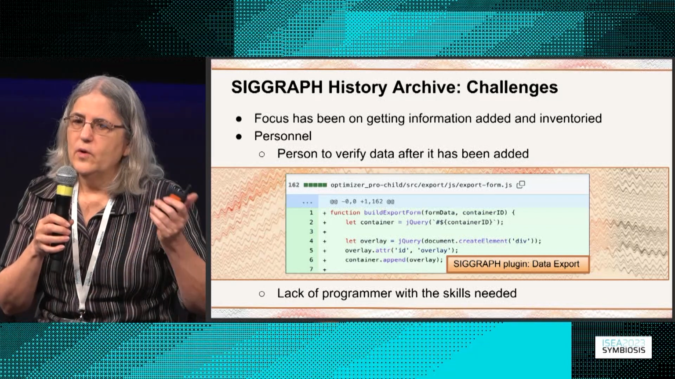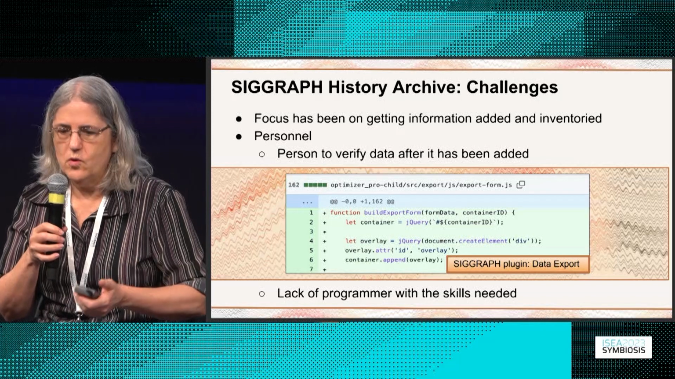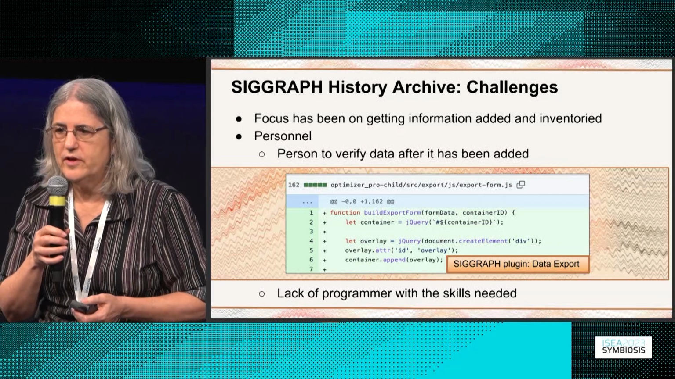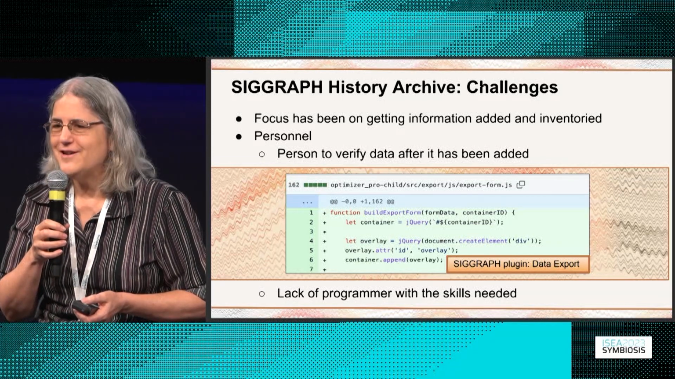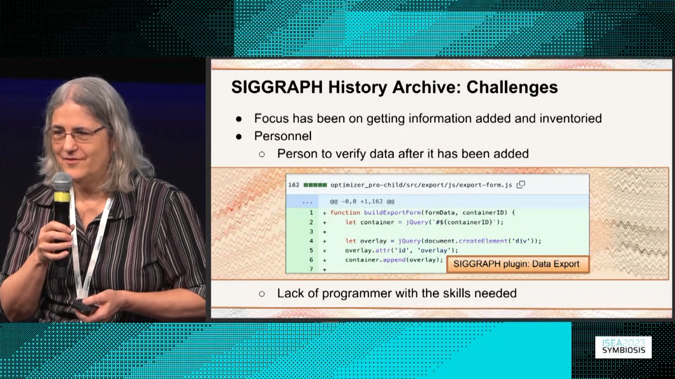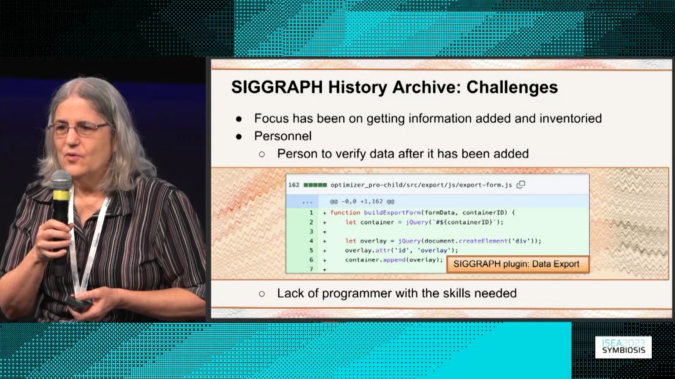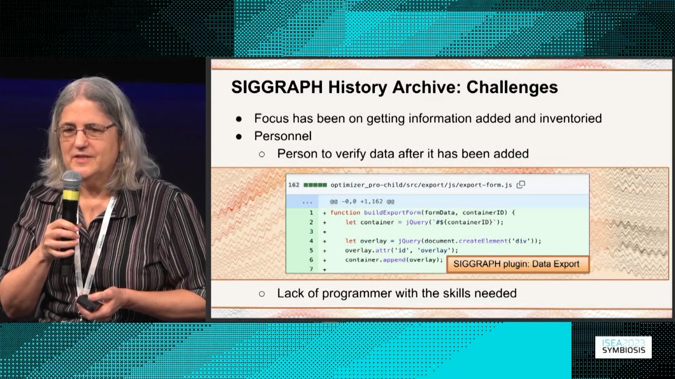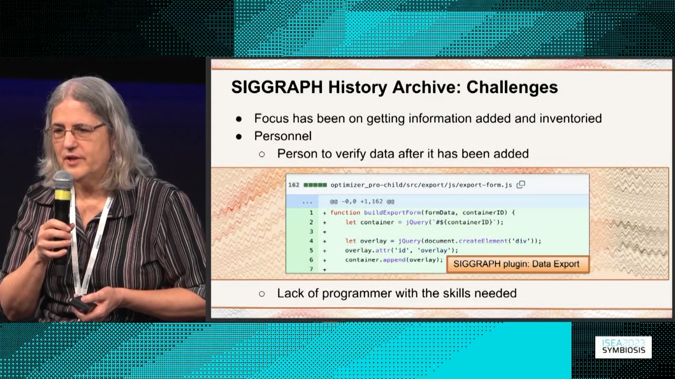So when you have a lot of different people working on your archive, you end up with a lot of variations in how information gets entered and in the accuracy of that information. So one of the things that happened was that the coding was all over the place.